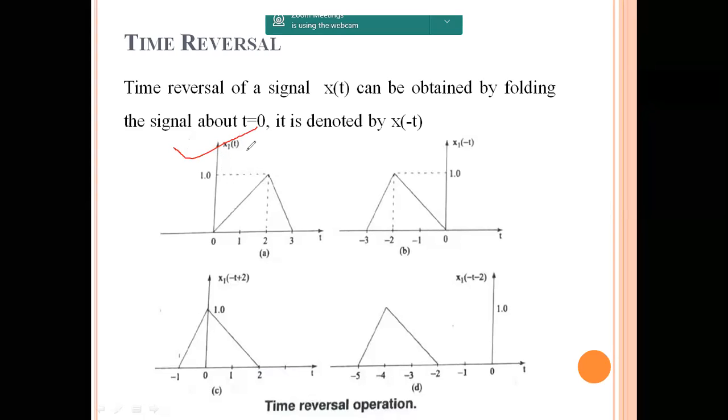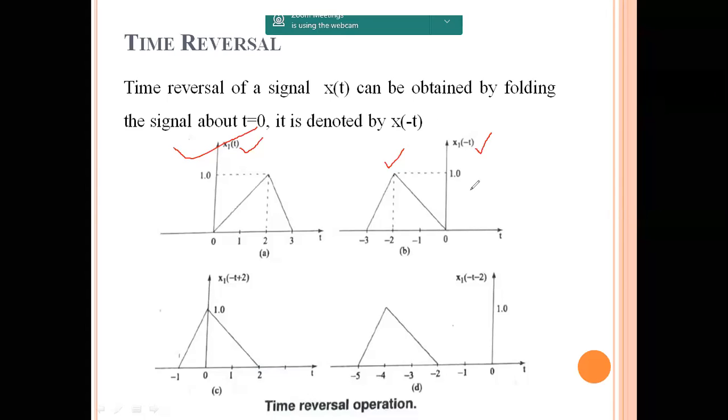Now you are asked to apply the time reversal operation on this basic signal x1 of t. By applying the time reversal operation on x1 of t, you will get x1 of minus t. Please see the clear difference between x1 of t and x1 of minus t. It is the mirror image of x1 of t. The technical wording is that x of t can be obtained by folding the signal about t equal to 0, and it is denoted by x of minus t.